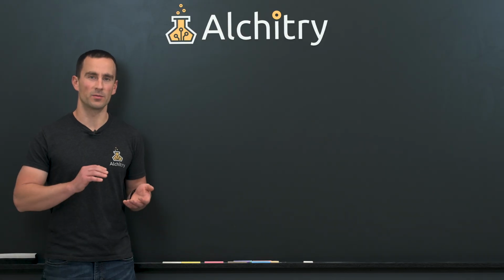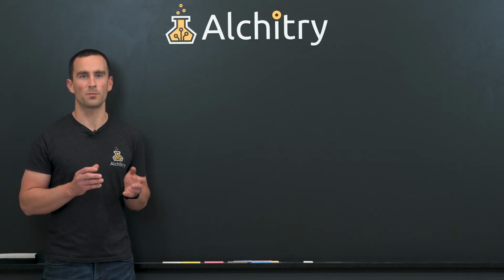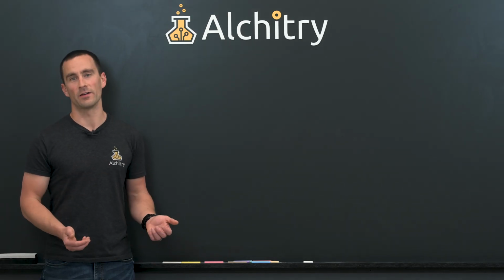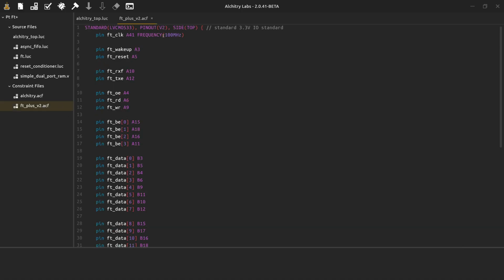Because the top and bottom of the PT are fairly similar, this makes it possible to select which side you're attaching a board to simply by switching one value. For example, if we had a project using an FT+, if we wanted to attach it to the bottom instead of the top, we could open up its constraint file and change top to bottom.